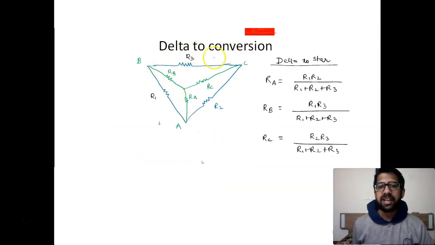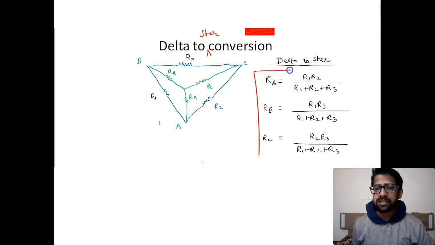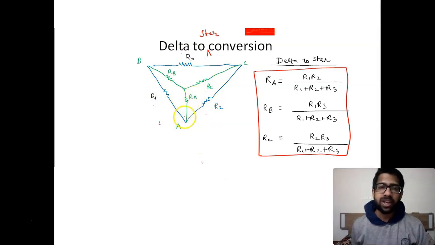So here we have delta to star conversion. Let me just write star here. Delta to star conversion. On the right hand side you see some formulas. We are given the delta connection, that is R1, R2 and R3, and we need to convert these into RA, RB and RC. There are mathematical proofs of converting these into each other, and we are not going into those proofs, but I am going to tell you the formula and the trick to remember.